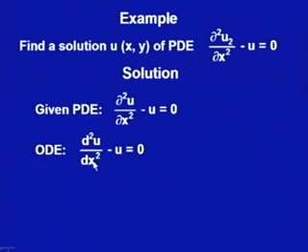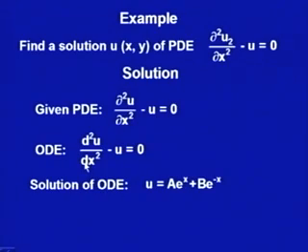We know how to find the solution using the characteristic equation, which gives the roots. It is λ² − 1 = 0, that is, λ = ±1. We get the general solution of the form a times e to the power x plus b times e to the power minus x. This is the solution of this ordinary differential equation.